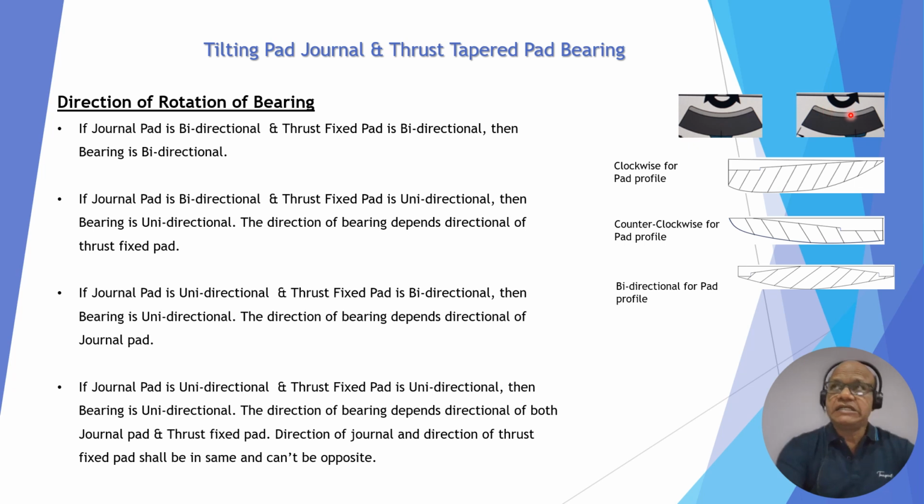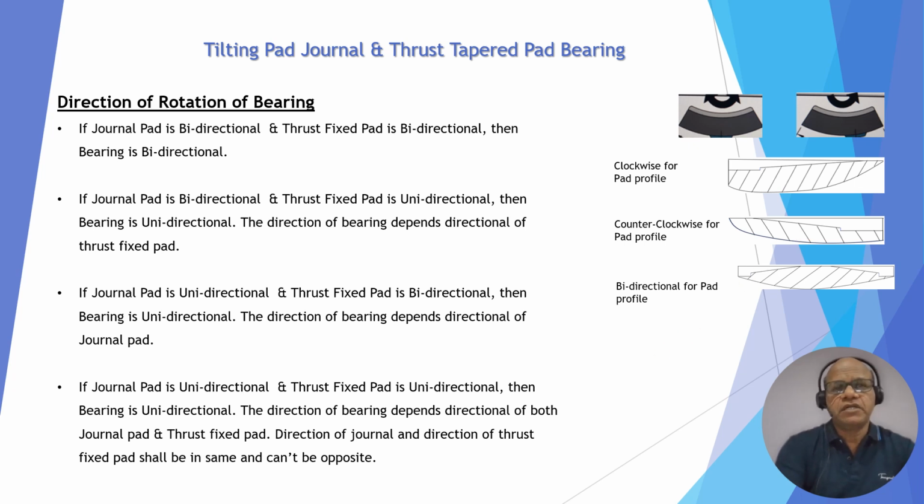If the combination is unidirectional, then the thrust pad should also be like this, clockwise direction like this. It cannot be counterclockwise. This direction should match this direction. It cannot be the opposite direction. Like so, this is possible, but this and this is not possible.